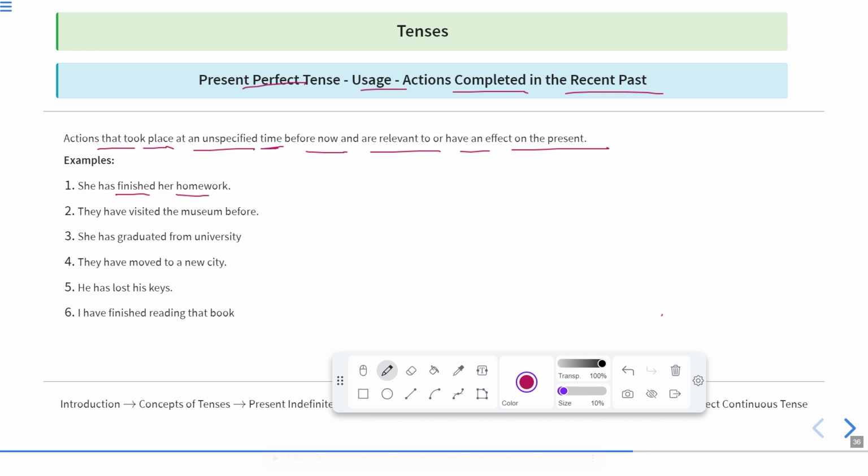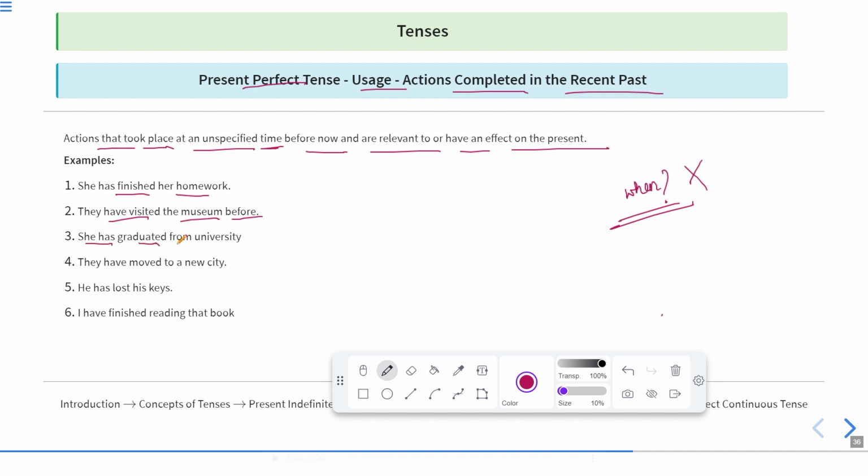She has finished her homework. When? We don't know. But we know well that she has finished her homework. It means this work has been done. They have visited the museum before. It means this action was done before as well. When? We do not know. When we do not know when the action has taken place, when we do not know the time of the action, that should be written in present perfect tense.